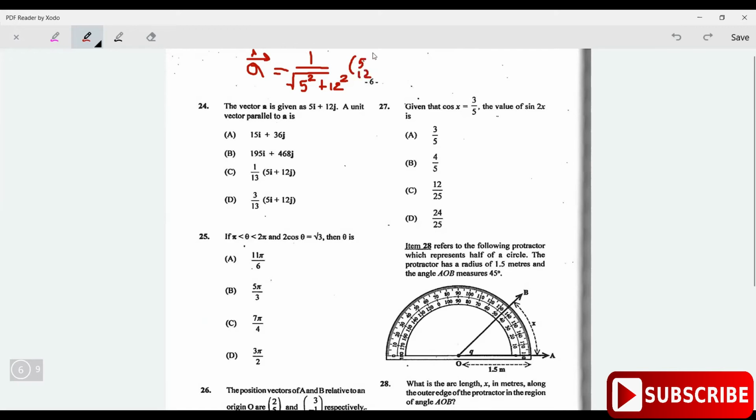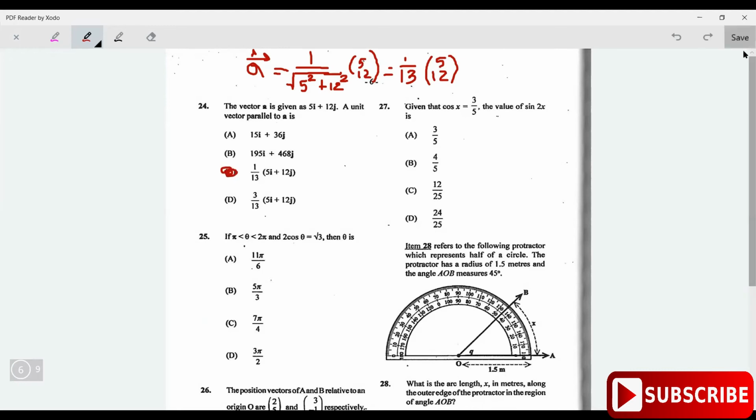I'll put it in vector form. 1 over the square root of 5 square plus 12 square is 13. So what we're getting is 1 over 13 times 5, 12. Nice. So which one is 1 over 13? See it here? Easy question.